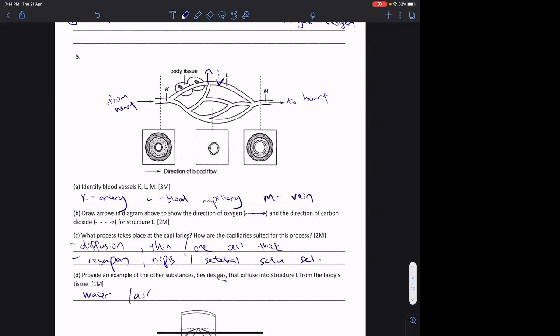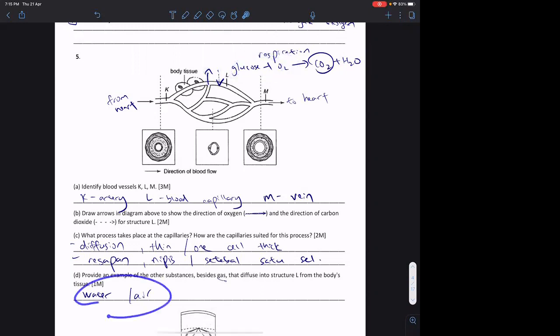Why water? Because when you do respiration, guys, if you still remember, respiration is when you take glucose and oxygen, you form carbon dioxide and water. You see, carbon dioxide we don't want, so we throw it into the capillary. Water we also don't want, so we also throw it here. So what goes in, that would be your glucose and oxygen.